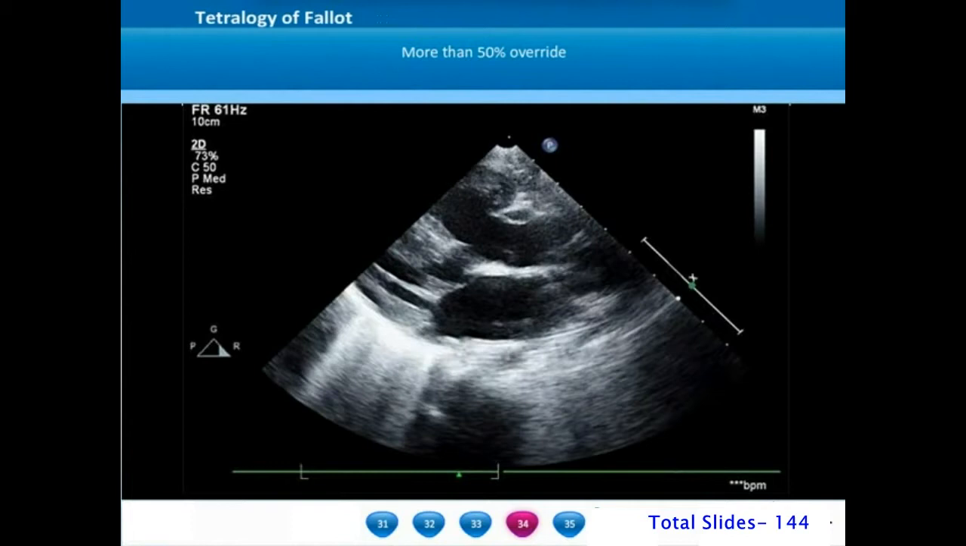Some of these patients may be defined as double-outlet right ventricle based on the override criteria. Morphological way of differentiation between double-outlet right ventricle and a tetralogy of Fallot with more than 50% aortic override will be based on the presence or absence of subaortic conus. If there is an aortomitral fibrous discontinuity, it indicates presence of a subaortic conus and the patients can be grouped under double outlet right ventricle. However, if there is an aortomitral fibrous continuity and there is no subaortic conus, then they can still be grouped under tetralogy of Fallot.